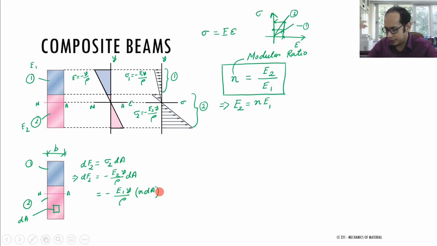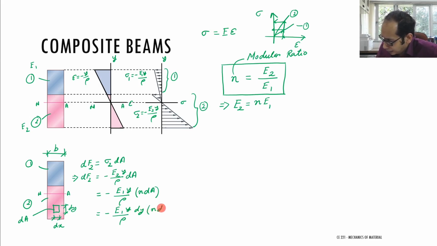Now let's say that this particular element has a length dx, because this is the x direction, and this particular length is dy. So I can further write this as minus E1 y over rho. From the dA, dA equals dy times dx, so I'm just pulling the dy out as well. So let me take this dy times n dx. Now that we have this, what does it tell you?